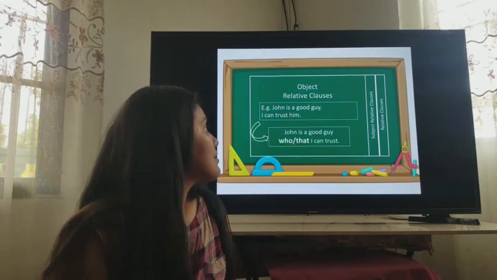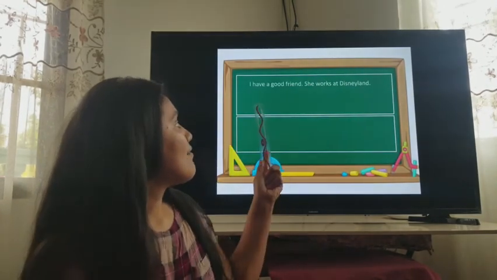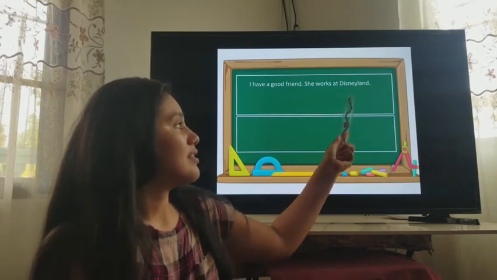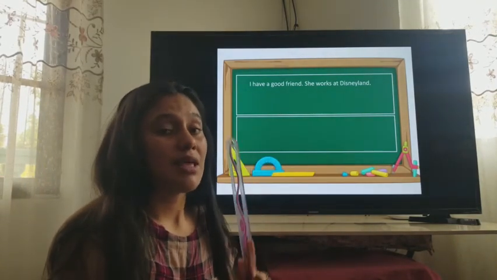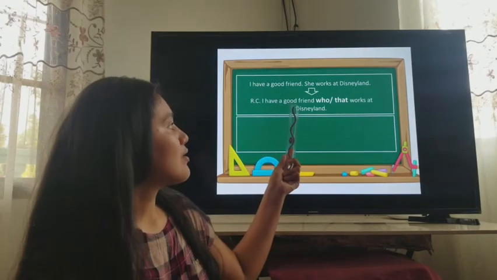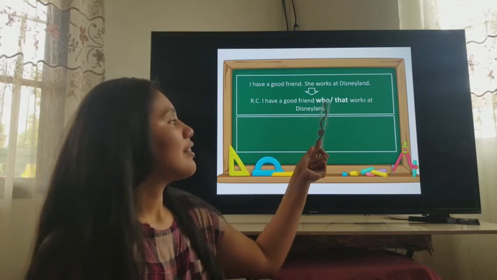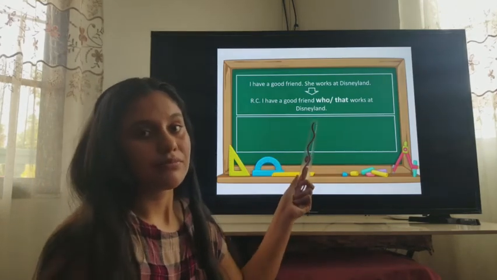Now, let's do 2 extra exercises. I have a good friend. She works at Disneyland. 2 different sentences, and I'm going to join them using relative clauses. I have a good friend who works at Disneyland. I have a good friend that works at Disneyland.